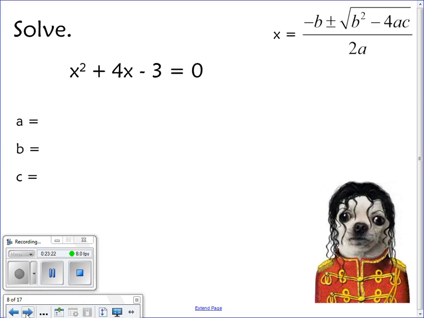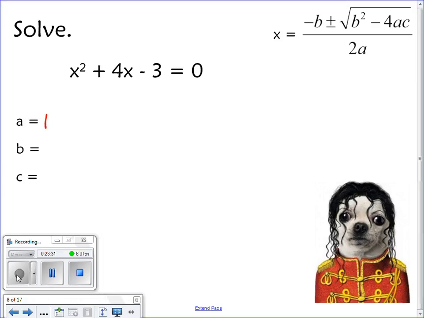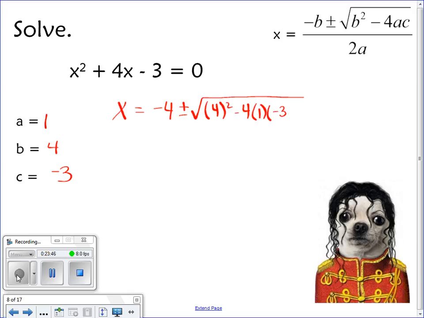You guys want to try one on your own? All right, give it a go. All right, so it was already set equal to 0. What was your A? B? C? All right, so we have x equals negative B will become negative 4 plus or minus square root all over 2 times 1. All right, so double check, make sure you at least plugged everything in correctly.